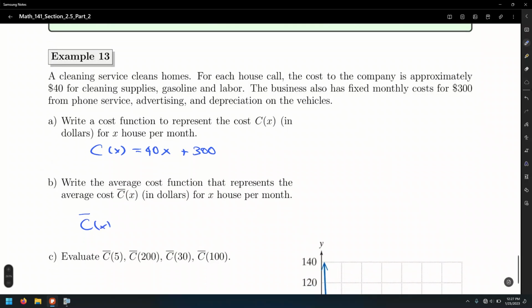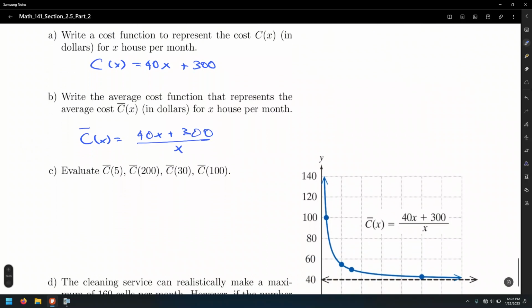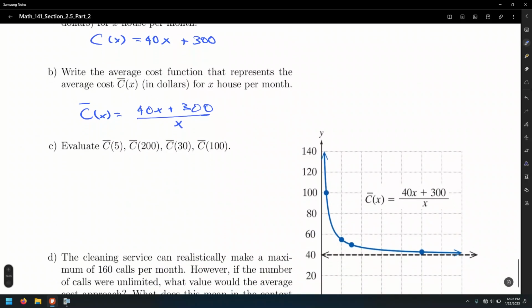And that's C of X equals 40X plus 300 divided by X. And that's our rational function that we are going to work with. All right, so we're dividing by X to find the average cost. The number of calls X could be 5, could be 7, could be 55, 73, your favorite number. Realistically speaking, and that's actually the next idea.